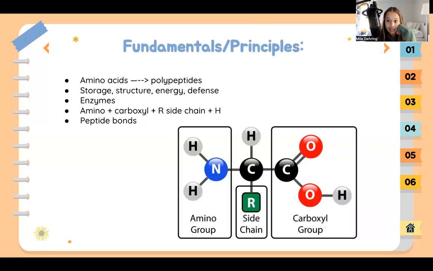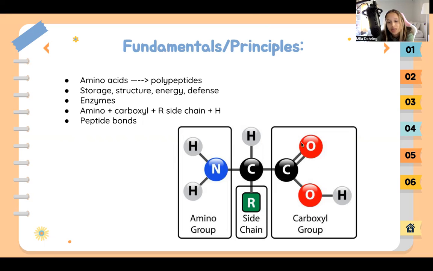Proteins are amino acids, that's their monomers, which go into polypeptides, and polypeptides are their polymers. Amino acids can be useful for storage, structure, energy, and defense. So they do everything. Enzymes are a type of protein, and enzymes act as a catalyst in chemical reactions. So every protein is going to have this similar structure that you see here. And this is going to have an amino group. So you're going to have NH2, that's your amino group from the 7 functional groups that we looked at.